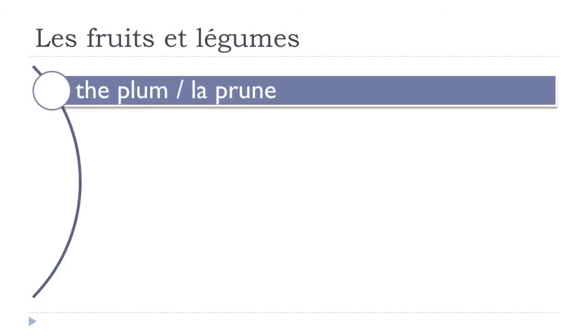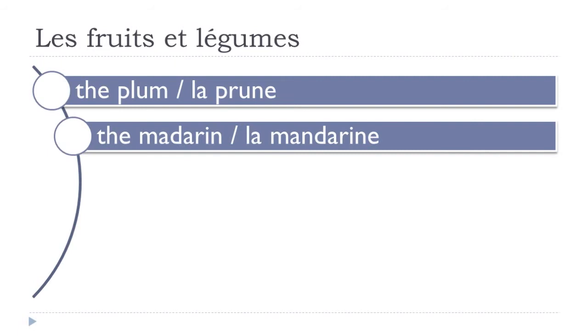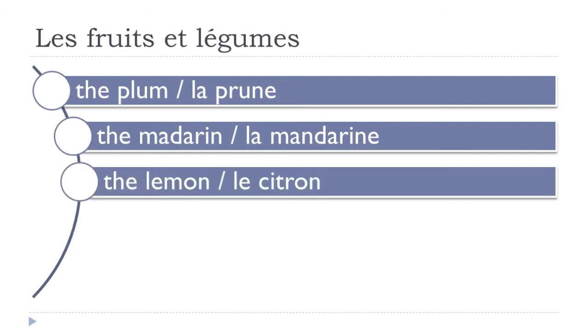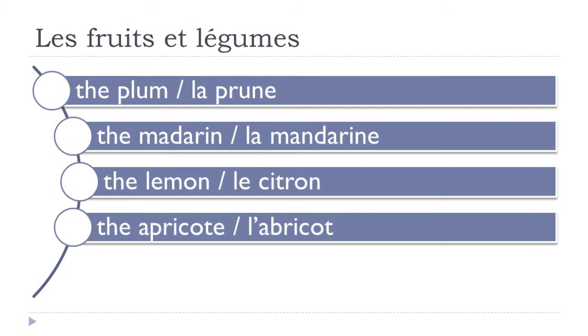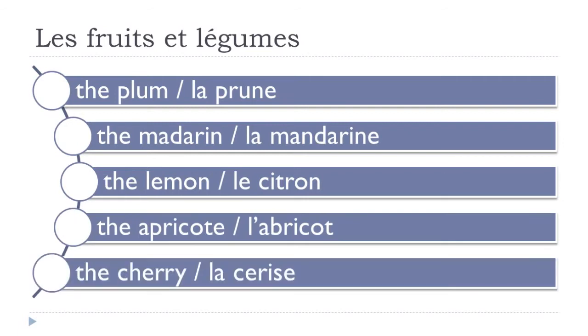La prune. La mandarine. Le citron. L'abricot. La cerise. La prune. La mandarine. Le citron. L'abricot. So by the way, I didn't put it, but it's masculine, just for your information. La cerise.